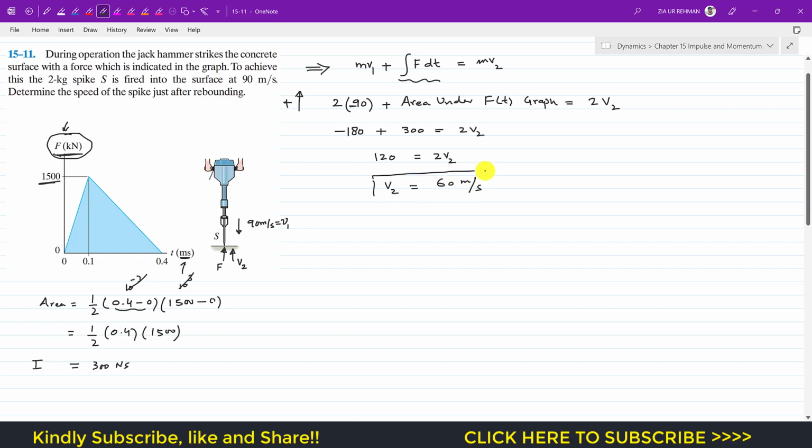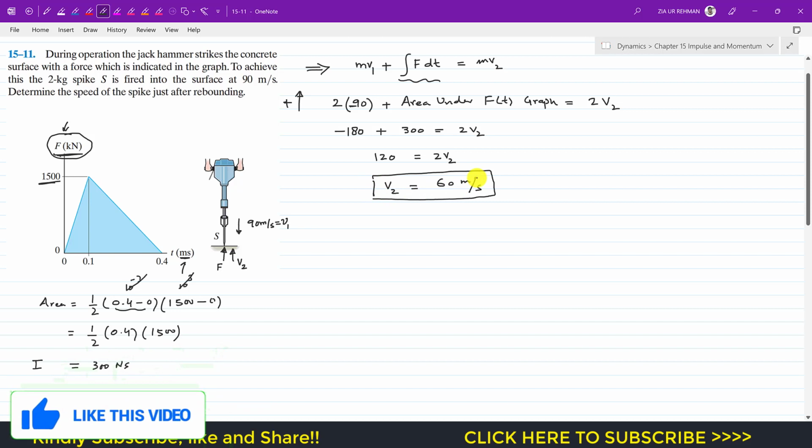So this is the rebound velocity of the spike when it just hits the surface. This is that velocity which was required. So this is the solution of this particular problem.